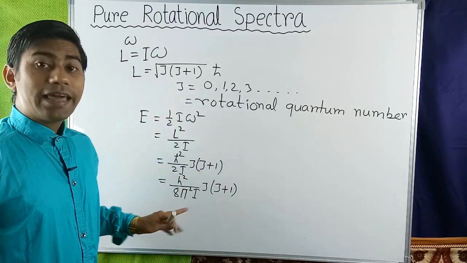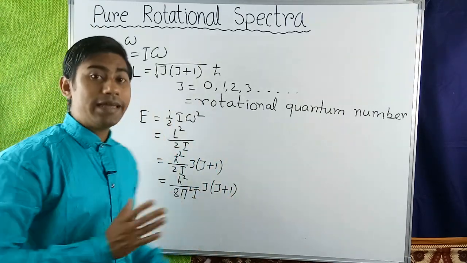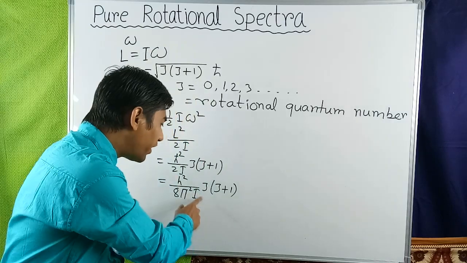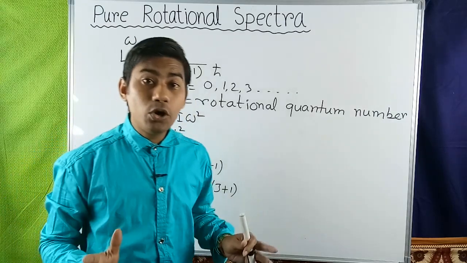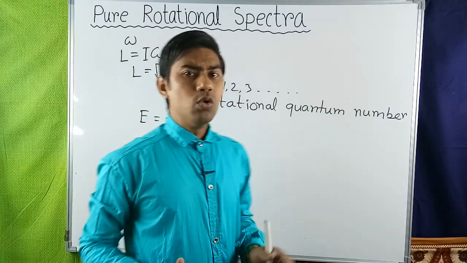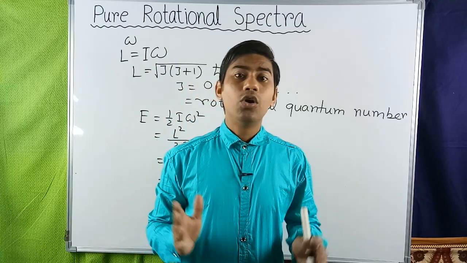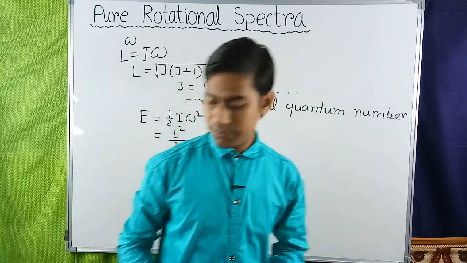The molecule can thus have a discrete set of rotational energy levels with different values of J, and this constitutes the pure rotational energy levels. Now we draw the pure rotational energy levels of a molecule.